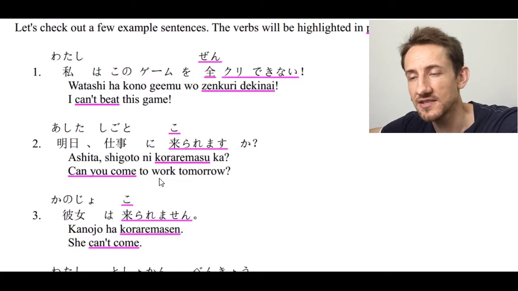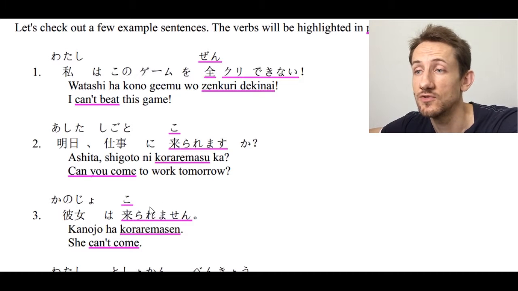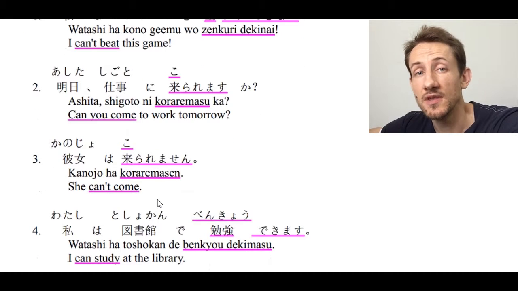Number 2, ashita shigoto ni koraremasu ka? Can you come to work tomorrow? Koraremasu ka? And number 3, kanojo wa koraremasen. She can't come. It's too bad.